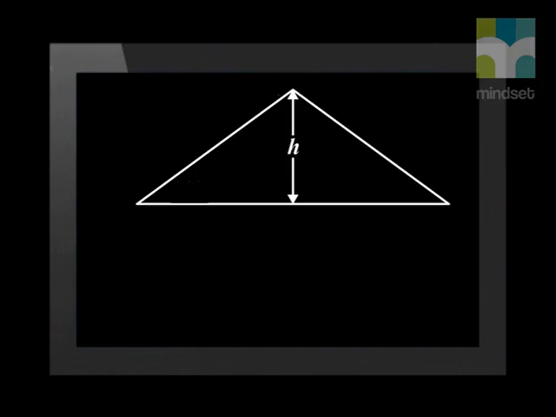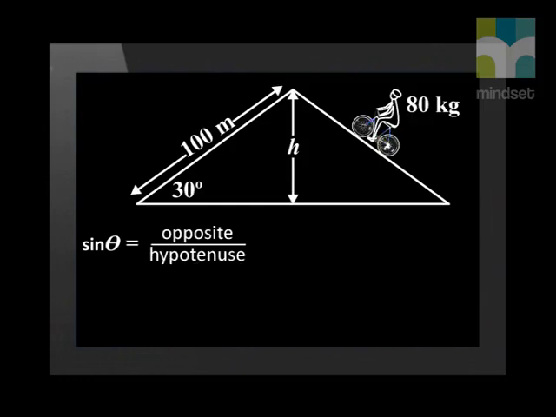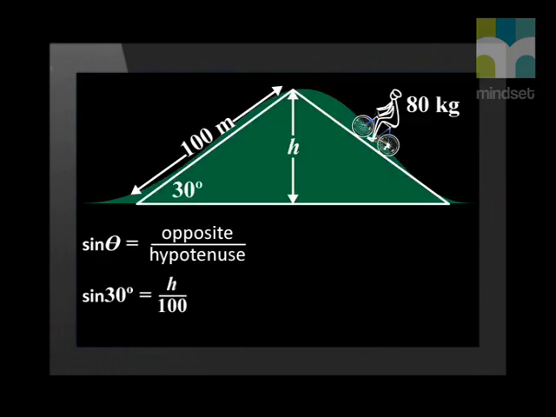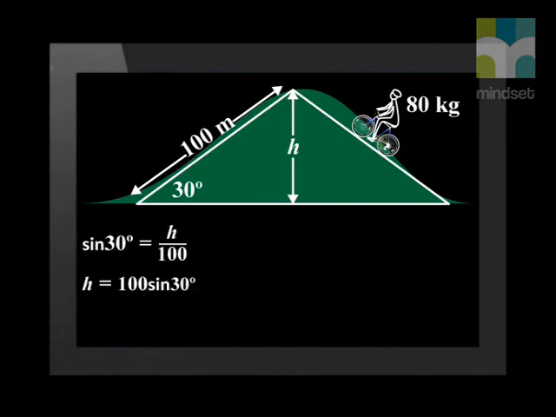We know that the road downhill is 100 meters and the angle of the slope is 30 degrees. We will use trigonometry to calculate the height. Sine theta is equal to opposite over hypotenuse, which means that sine of 30 degrees is equal to the height over 100. So height is equal to 100 times sine 30 degrees, which equals 50 meters.